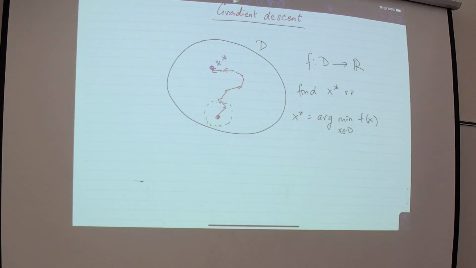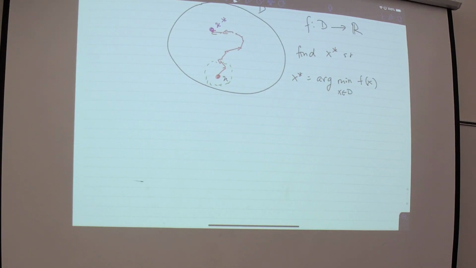So you start at some point X. Let's say X0 is the starting point. Find Y in a ball of some radius around X such that f of Y is less than f of X0. Okay? And then set X1 to Y, and then keep going.